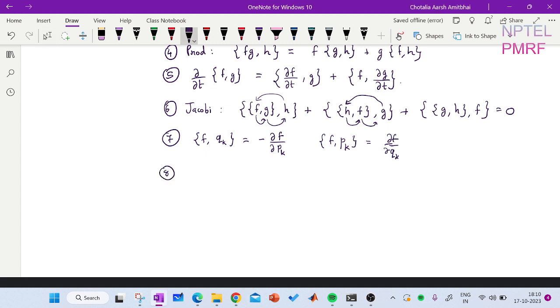And the last one was so-called Poisson's theorem, which says if f and g are integrals of motion, you can find another integral of motion, which is just the Poisson bracket of those two. That may or may not be, by the way, independent of f and g. So you may find a new integral or it may be dependent on f or g. But nevertheless, this resultant function would be an integral of motion. Okay.